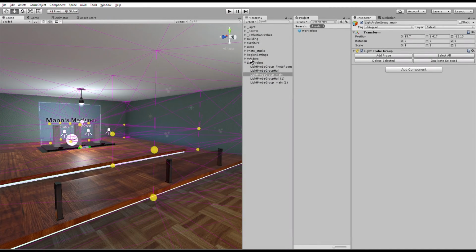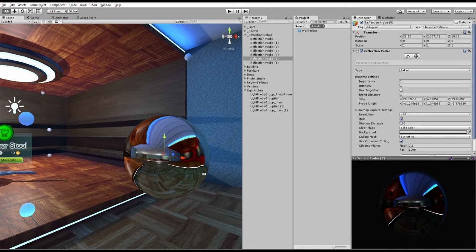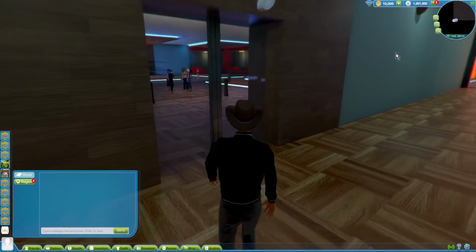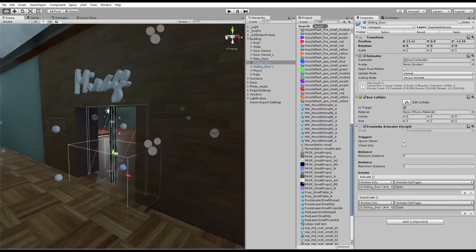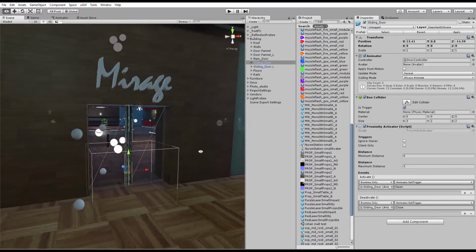There are light probes and reflection probes, easy to set up, and they create a huge amount of value bringing the light conditions onto visiting avatars. There are sliding doors, again, no coding required. There's more information on the wiki about those too.